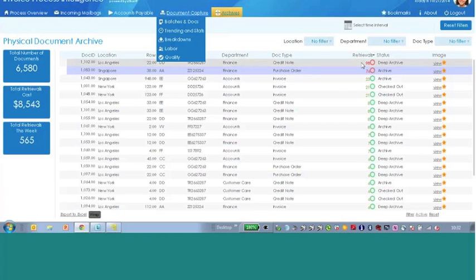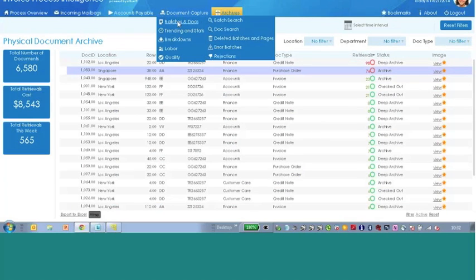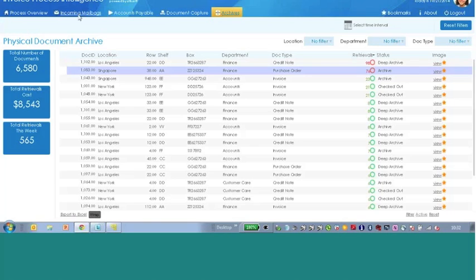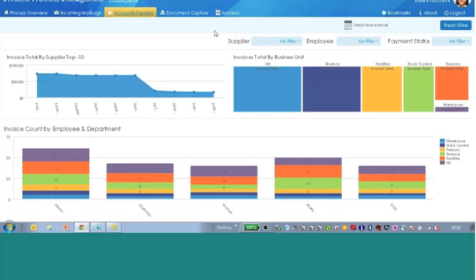So the key thing with this is that at all parts of the process, we have that complete visibility. Whether it's in the document archives, in the capture world, in our incoming mailbags, or indeed within our accounts payable solution, we can start to understand exactly what's going on with these invoices at any point in the process.